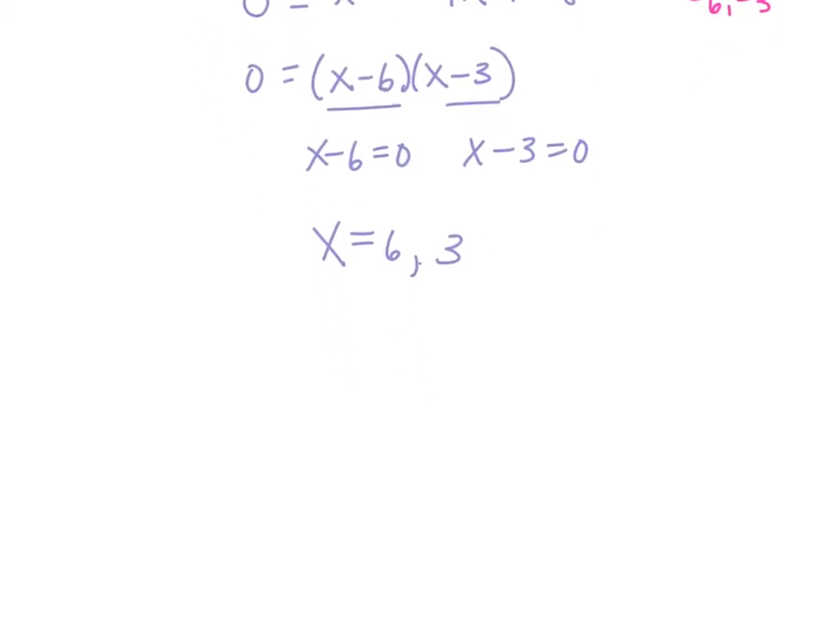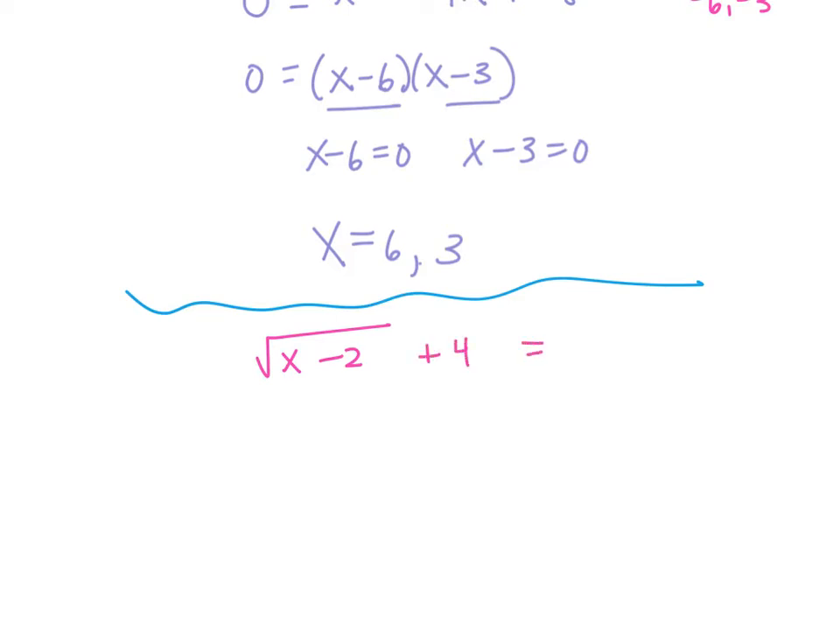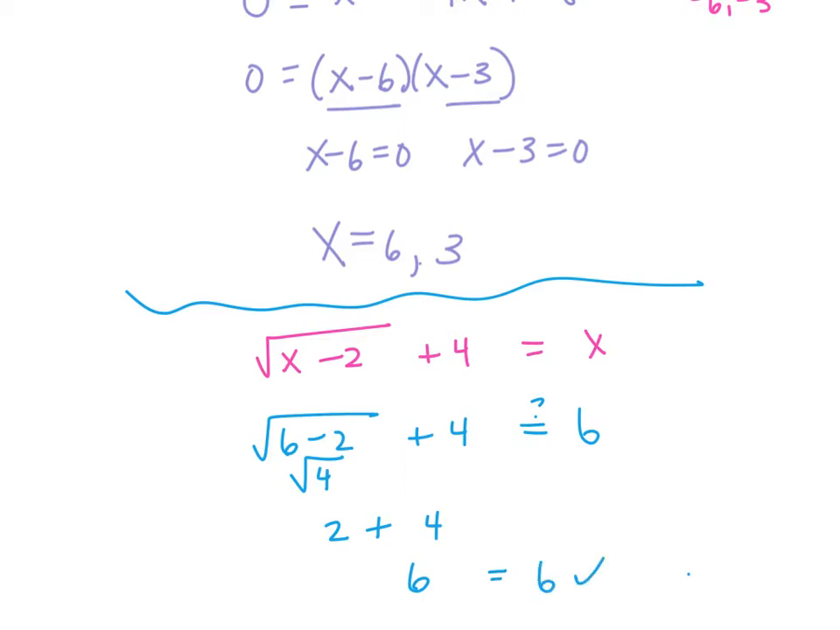So does x really equal a 6 and a 3? That is the question that we have to check. So we go back to our original equation, which is the square root of x minus 2. We had that plus 4 on the outside equals x. So first one we check is the 6. Square root of 6 minus 2 plus 4. We want to know, does that equal 6? Well, 6 minus 2 is 4. Square root of 4 is 2 plus 4 is 6 equals 6. Alright, so that one worked out.